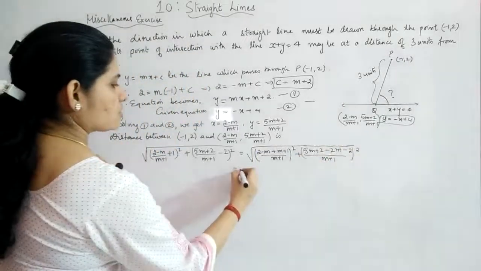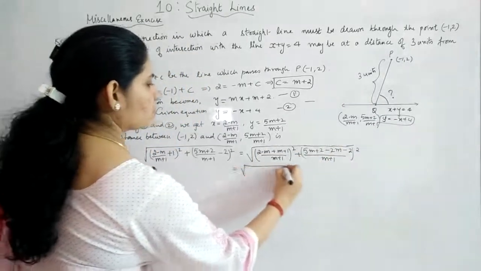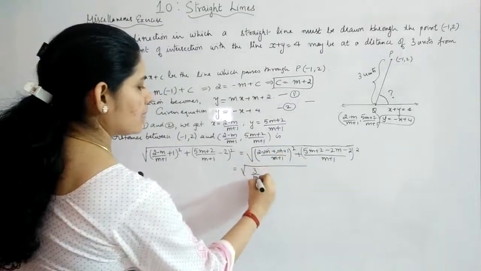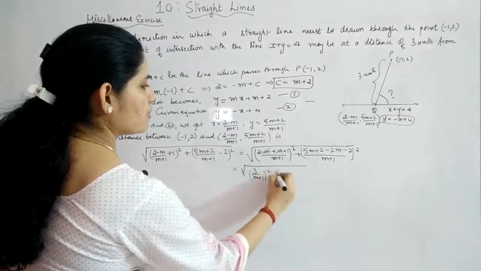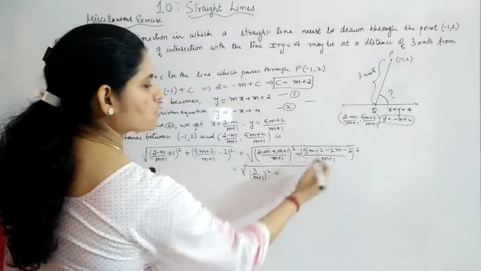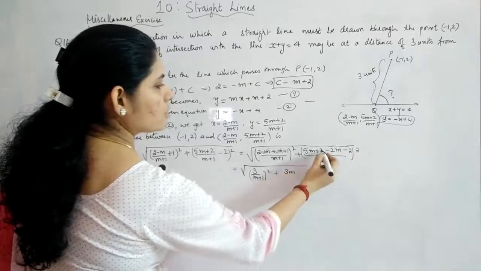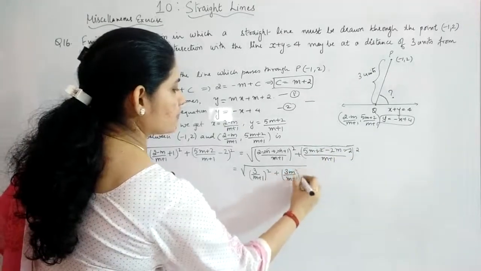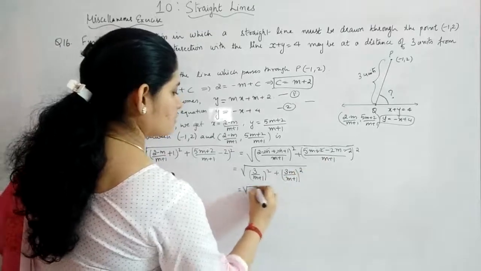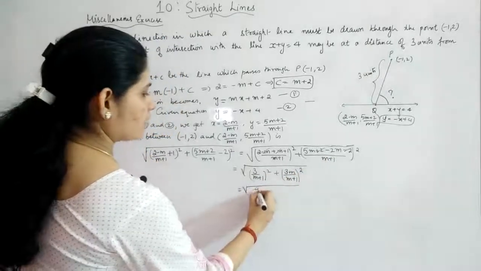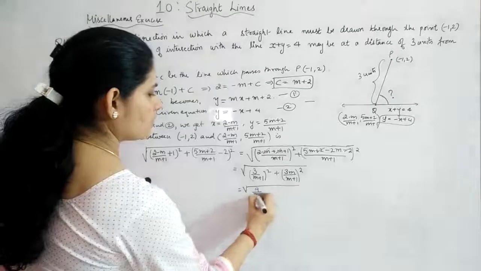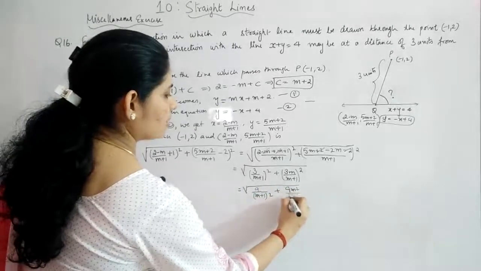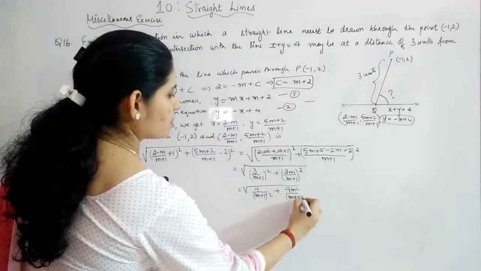What is this equal to? Root of, here you will get 3 only in the numerator, (3 by m plus 1) the whole square, plus here you will have 5 minus 2, 3m, 2 and 2 get cancelled, (3m by m plus 1) the whole square. So this is your 9 by (m plus 1) the whole square plus 9m square by (m plus 1) the whole square.